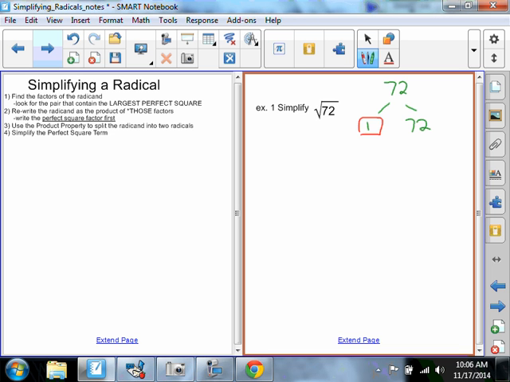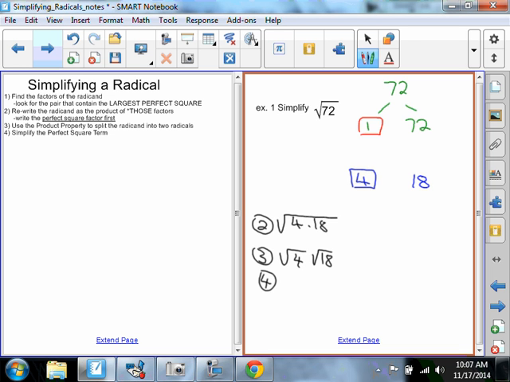Hey, I know that 4 and 18 work. 4 is a perfect square, so let's use 4 and 18, huh? Why not? Because it's not the biggest? Well, let's use it and see what happens. So here's step 2. It's the square root of 4 times 18. And I did write the perfect square first, right? Step 3, it's the square root of 4 times the square root of 18. Step 4, what's the square root of 4?